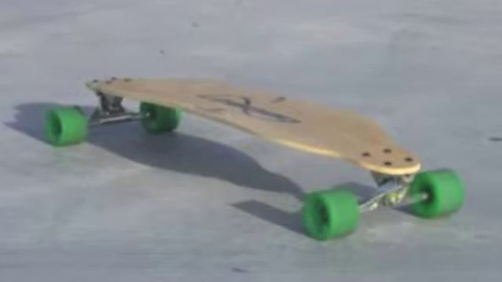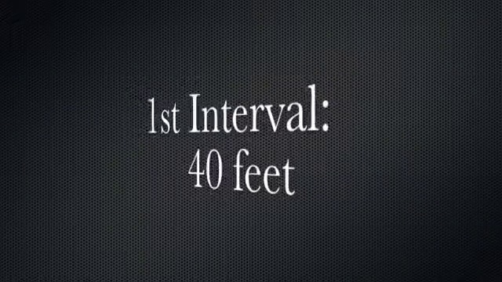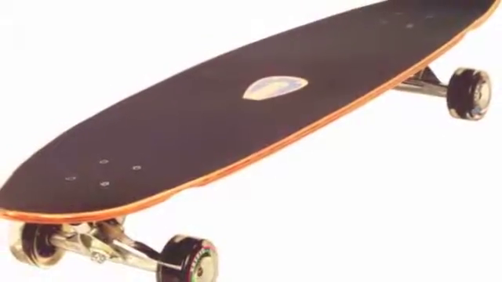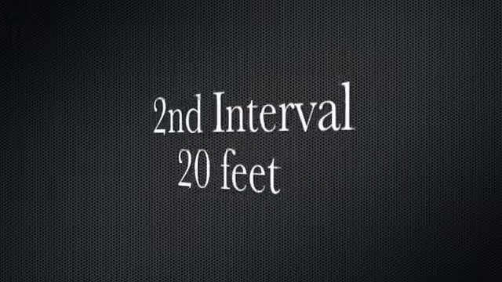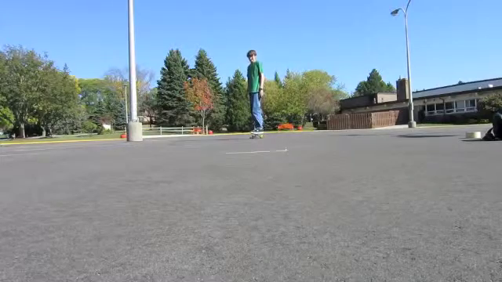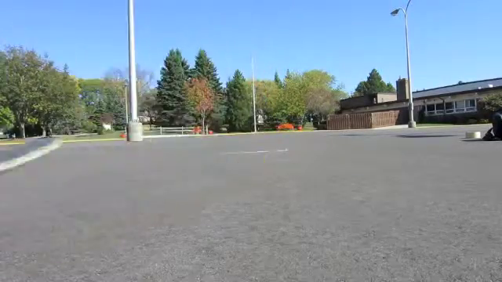We set up our experiment as follows. First, we measured an interval of 40 feet so we would be able to find a time for that distance. Second, we measured another distance of 20 feet at the end of our 40-foot interval so we could find a velocity when the initial speed was not 0. And third, we performed our experiment.